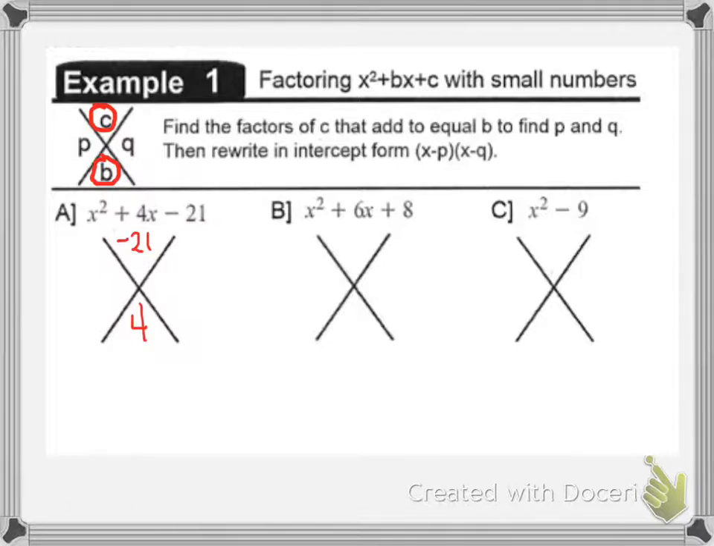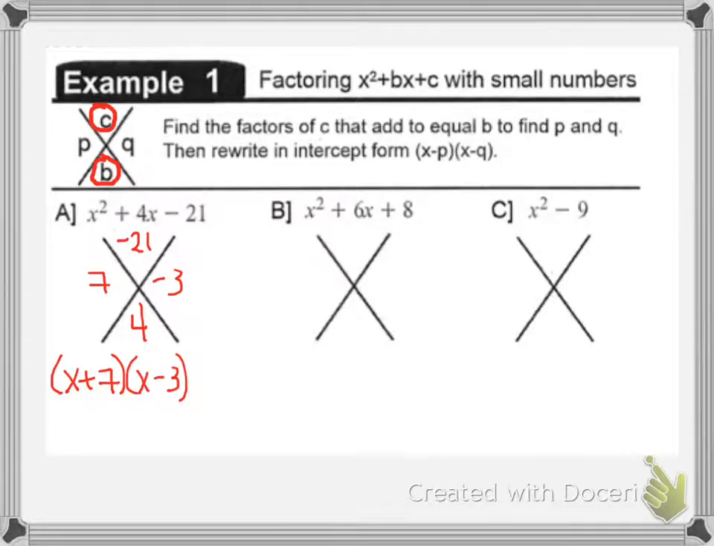Now we're looking for two numbers that multiply to negative 21, but add up to 4. And in this case, we have 7 and negative 3, because 7 times negative 3 equals negative 21, and 7 plus negative 3 equals 4. So x squared plus 4x minus 21 factors to x plus 7 times x minus 3.